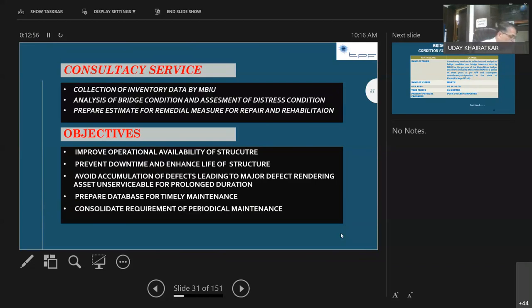And the objectives were: to improve operational availability of the structure, prevent downtime and enhance the life of the structure, and avoid accumulation of defects leading to major defects rendering the asset unsuitable for prolonged use. As we all know, a stitch in time saves nine. So if any defect is found in initial stages, it is better to remedy it then and there, so that long-term effects are not there. Then prepare a database for timely maintenance, and consolidate the requirement of periodical maintenance.